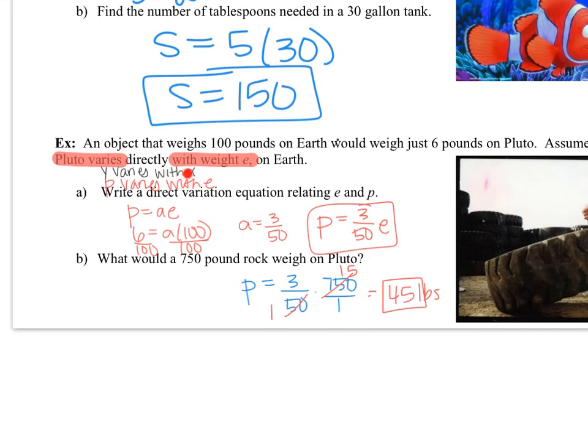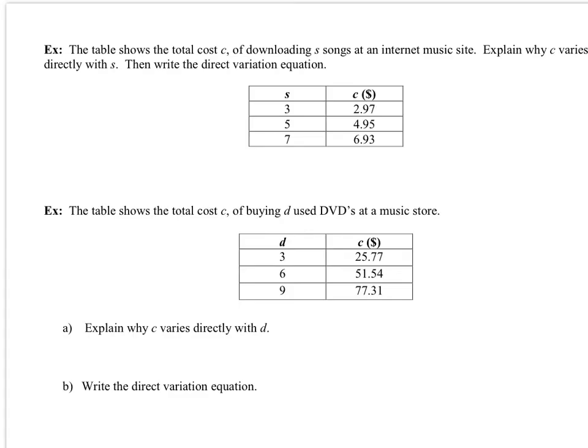So since I know that y varies with x and P varies with E, my equation is going to be P equals aE. The weight on Pluto is 6 when the weight on Earth is 100. To isolate for a, I would divide both sides by 100, which reduces to 3/50. And then I plug that back in, P equals 3/50 E. Then I replace E, which is the weight on Earth. That's what they're giving me. They're asking for the weight on Pluto. So 750 on Earth would translate to 45 pounds on Pluto.